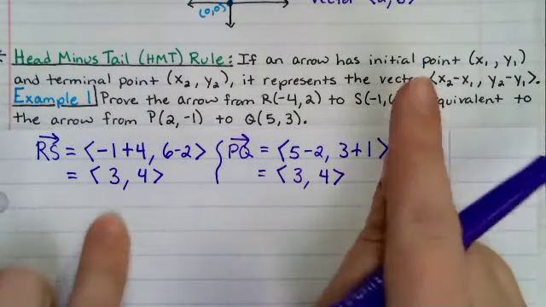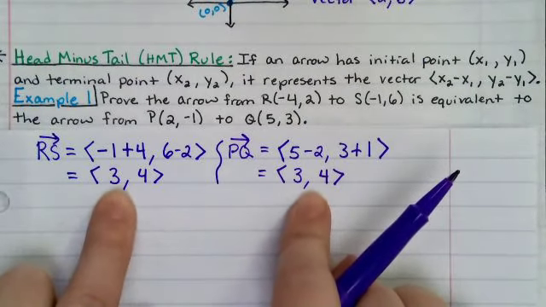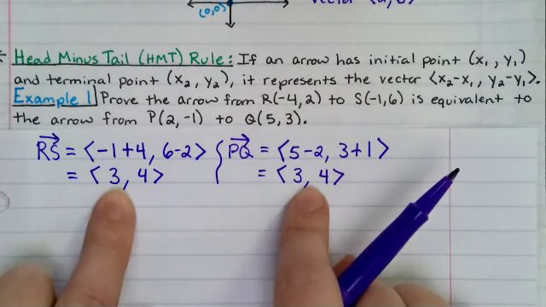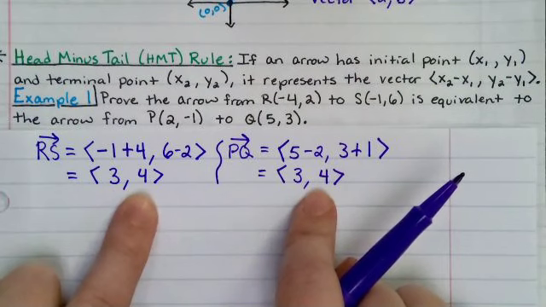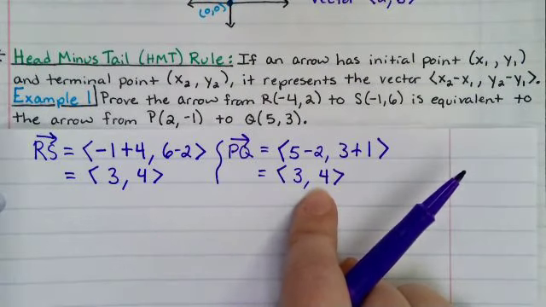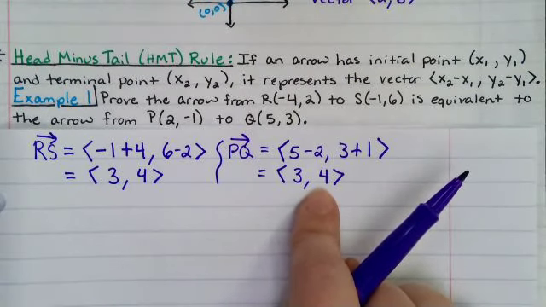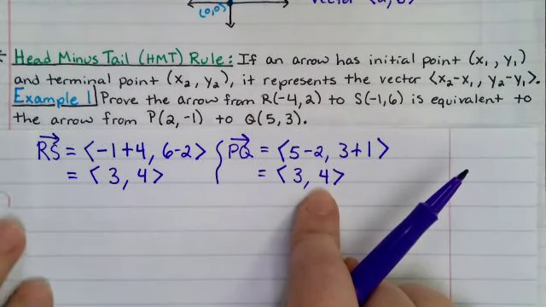Look at that. Both of these, when I found the component form, I can see that from the initial to the terminal point they go to the right 3 and up 4. So they have the exact same length. They're going to have the exact same direction. These are going to be the same, just in different positions.